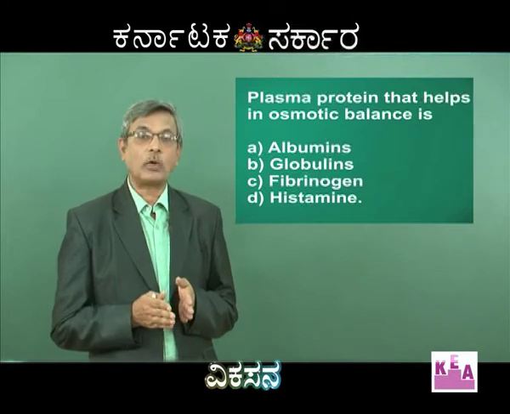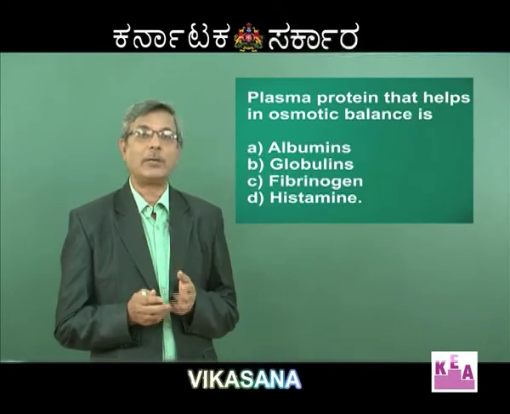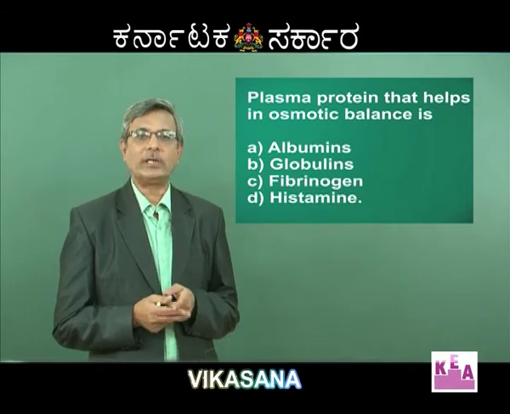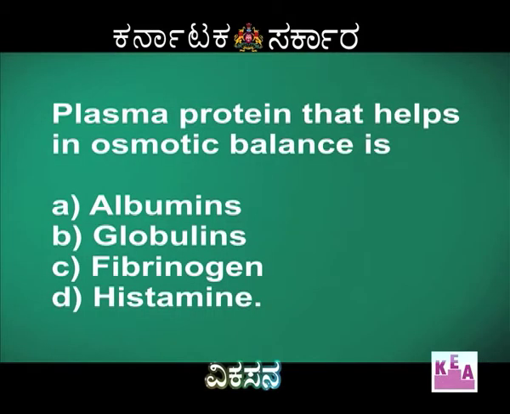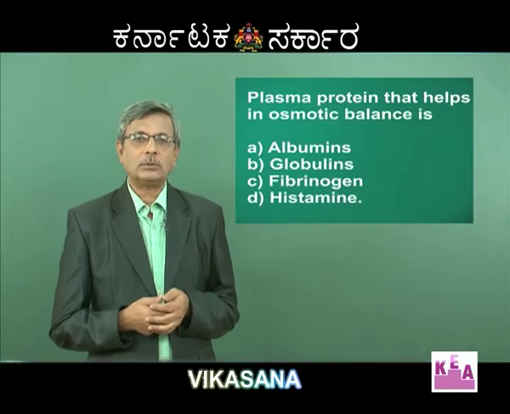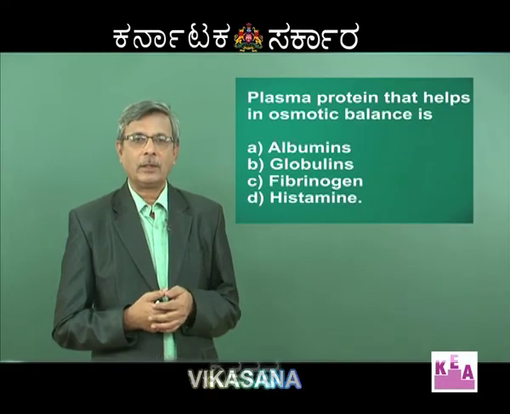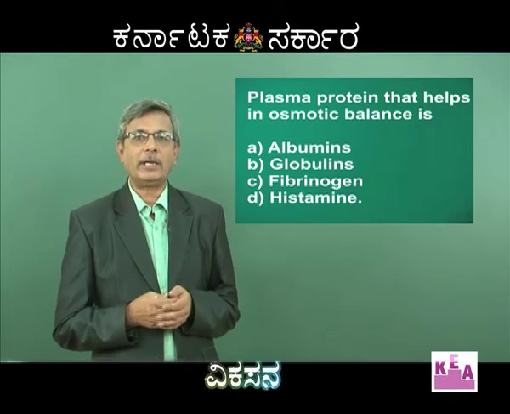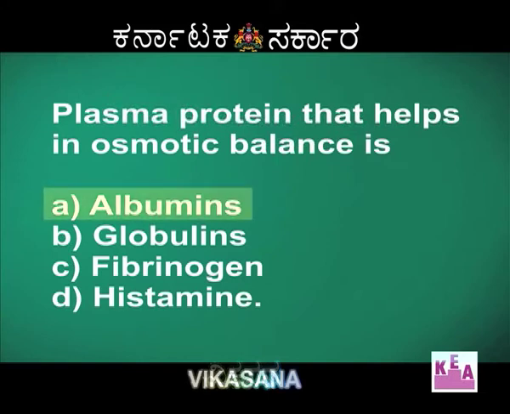Plasma accounts for 55% of blood by volume. It has around 7% proteins. The four major proteins are albumins, globulins, fibrinogen and histamine, which are mentioned here. When you talk about albumin, remember it is the one which is going to act as a buffer to maintain pH. Therefore, the answer must be albumins.